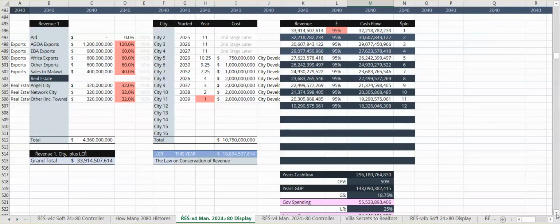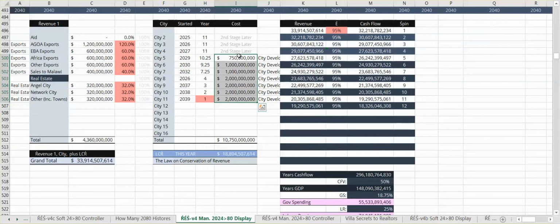Exports are a modest enough 3.4 billion. So let's just look at that. Cash flow 296. Exports are only 3.4 billion, which is low for such an economy. So relatively safe, I hope. Real estate sales are just below 1 billion, and city developments bring in 10.75 billion. This is the main source of revenue that is not LCR in general.